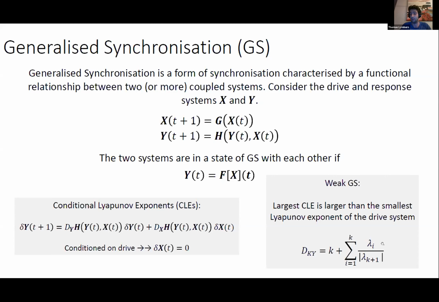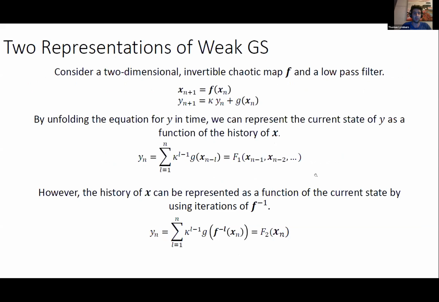In the case of weak GS, the dimension of your combined system is going to be larger than the dimension of your drive system, even though we have this sort of functional relationship between the response system and the drive system. And so where this extra dimension comes from is in this function itself. So this function can be fractal in nature. So potentially a very complicated function. We're going to delve a little bit more into this, looking at two different ways to look at these functions in weak GS, and hopefully one of them is more useful than the other.